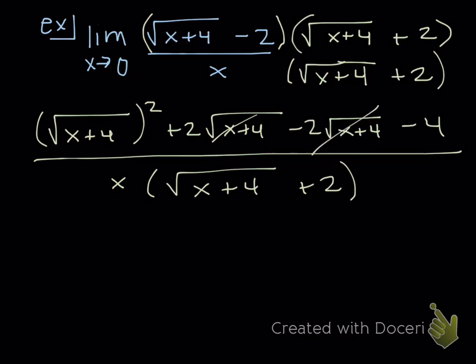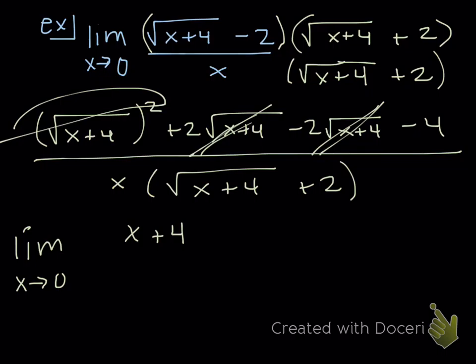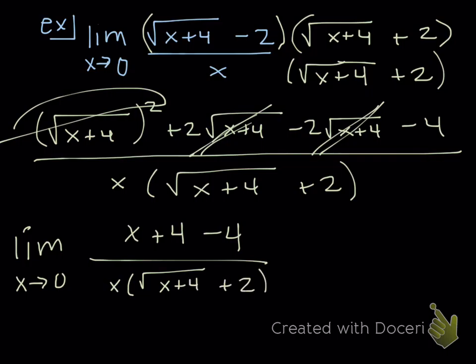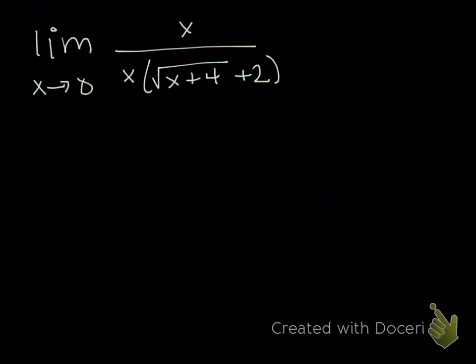So these terms right here are going to cancel. I have one positive, one negative. And on the left-hand side, a square root and a square root are going to cancel. So essentially now we're at this step here. I have x plus 4, because that square root canceled right here, minus 4, all over x times the square root of x plus 4 plus 2. And in the numerator, I have a 4 and a negative 4, so again, these can cancel. So with those 4's crossing out, now I'm at this step.